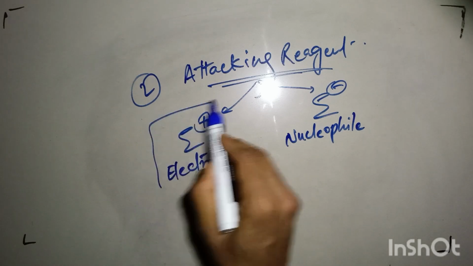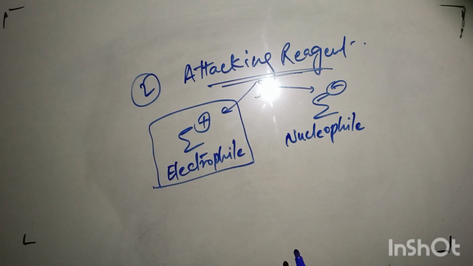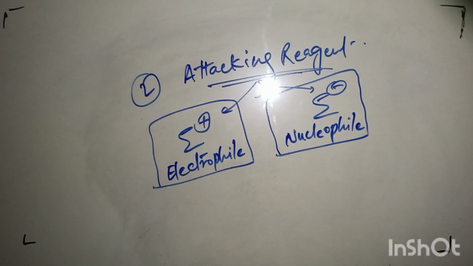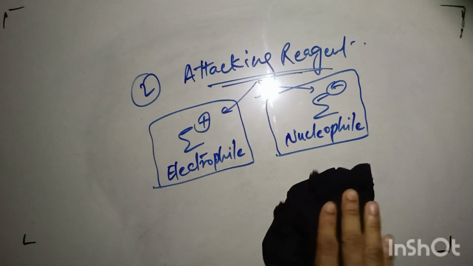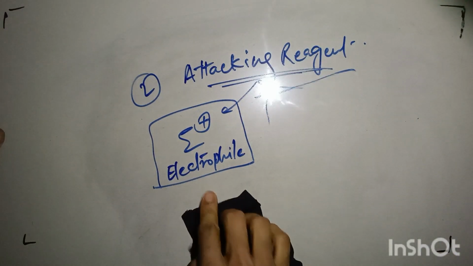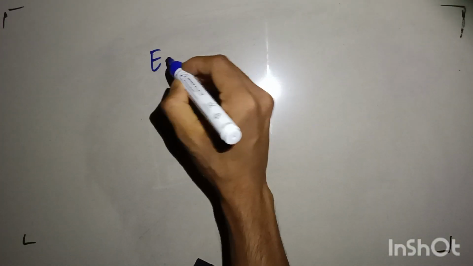So are electrophiles electron rich or electron deficient? Electrophiles are electron deficient, whereas nucleophiles are electron rich. Now first of all we will see the different types of electrophilic reagents. Then we will move to the nucleophiles. So first we will see the electrophiles.